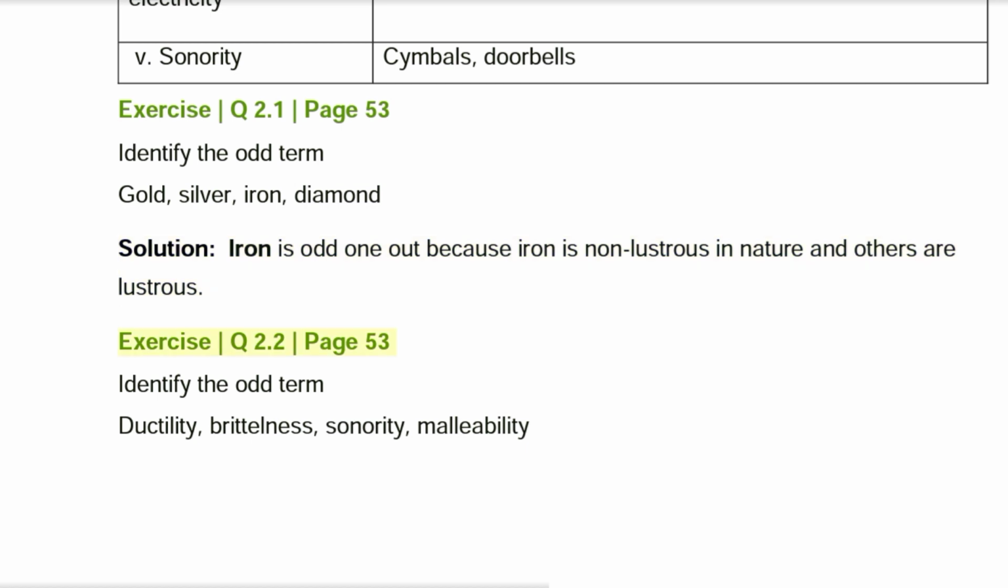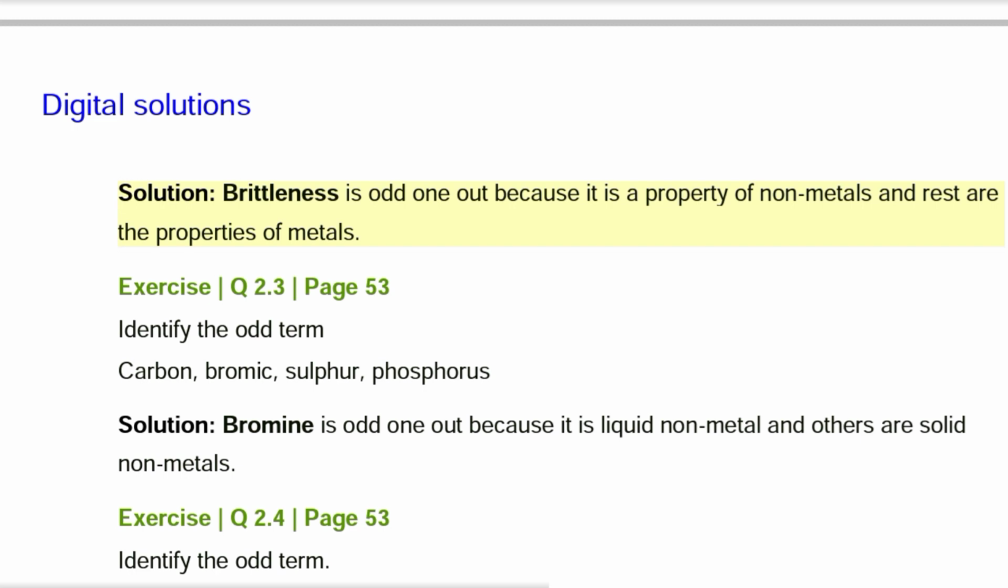Exercise Q2.2, page 53. Identify the odd term. Ductility, brittleness, sonority, malleability. Solution. Brittleness is odd one out because it is a property of non-metals and the rest are properties of metals.